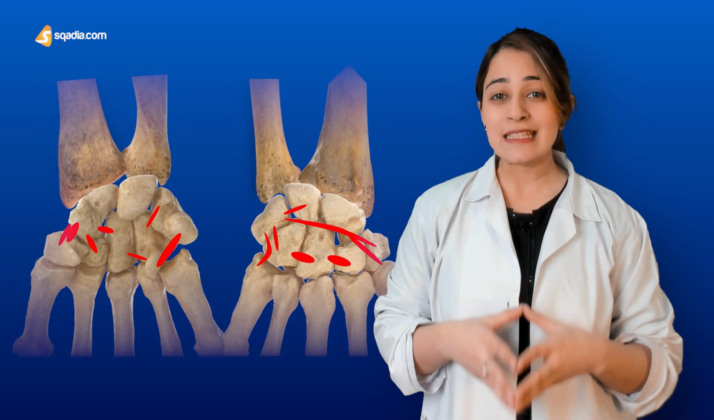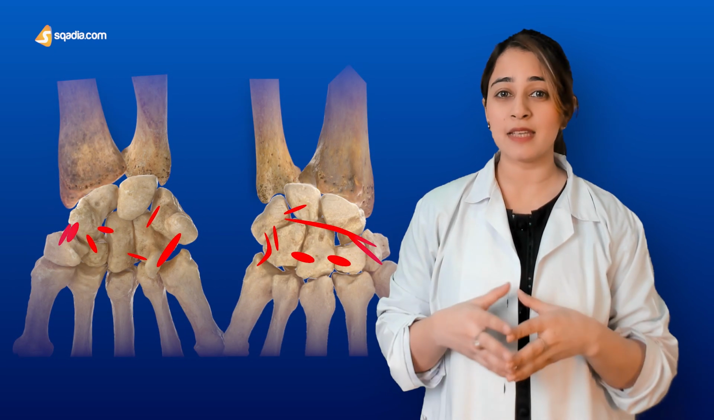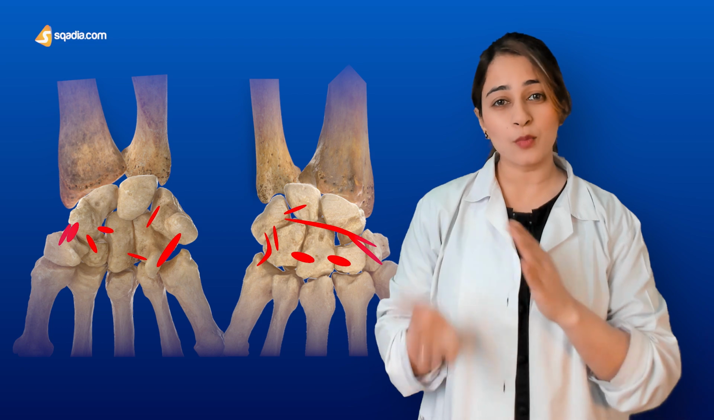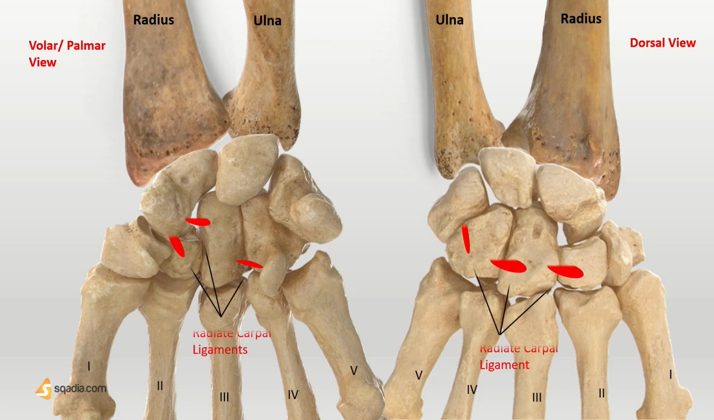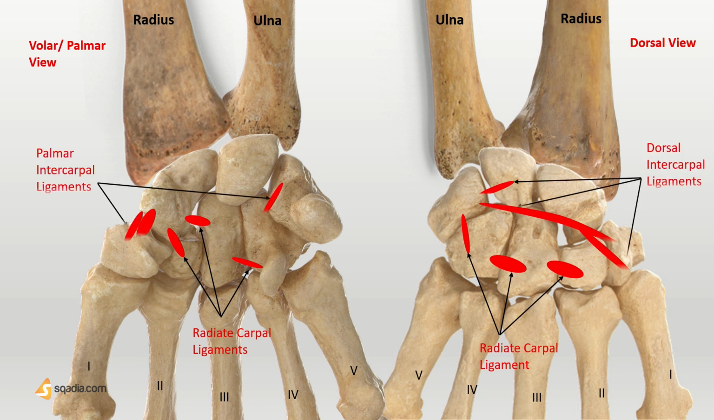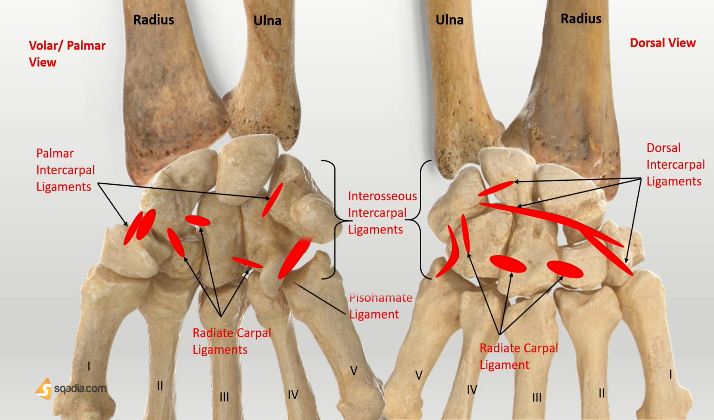Secondly, we have the intercarpal articulations, meaning it joins the carpal bones with one another, which is shown in red. These include the radiate carpal ligament, the dorsal, palmar, and interosseous intercarpal ligaments, and the pisohamate ligament.